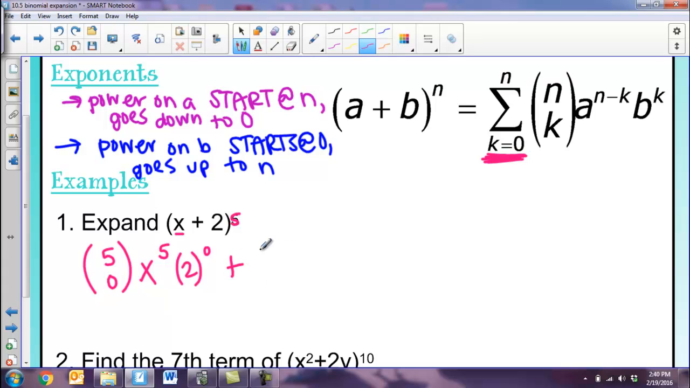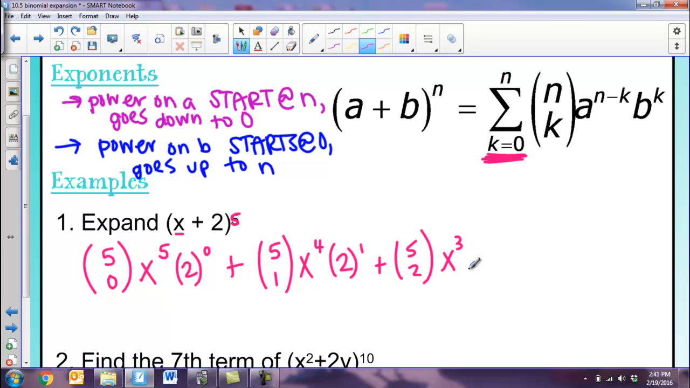Here's my second term in the expansion. I'm going to take 5, choose 1, and then I'm going to take that exponent on the first term and subtract 1 from it. So it's going to be going down by 1 every time. Then I'm going to have 2 to the first power. Okay, and I'm going to keep doing that. So then I'll have 5, choose 2. It's just a pattern. My x exponent goes down 1, and my 2 exponent goes up 1. I just keep doing this. 5, choose 3. X squared, 2 to the 3.